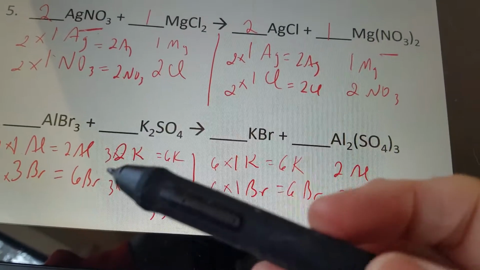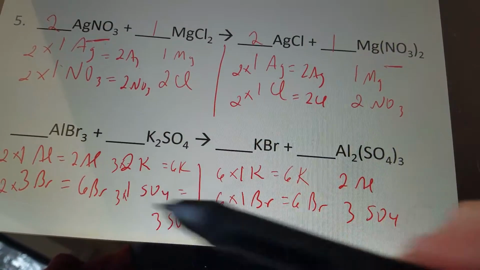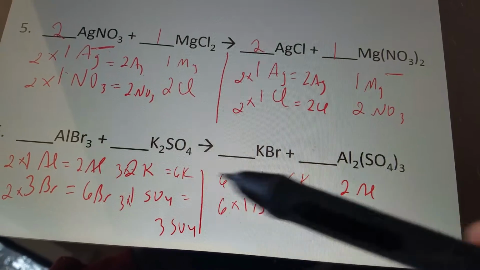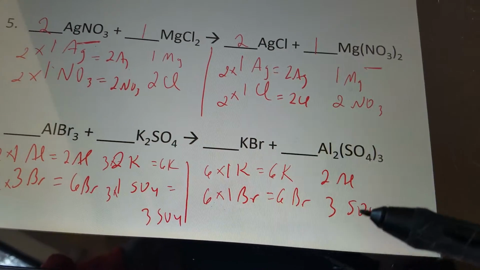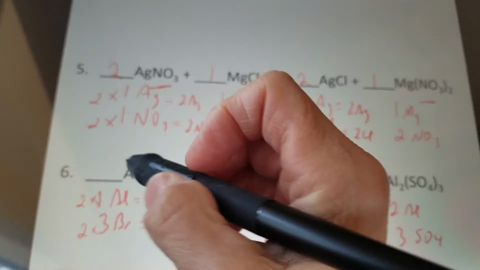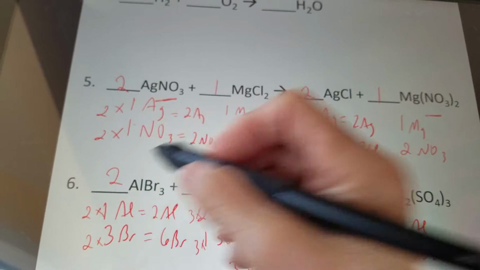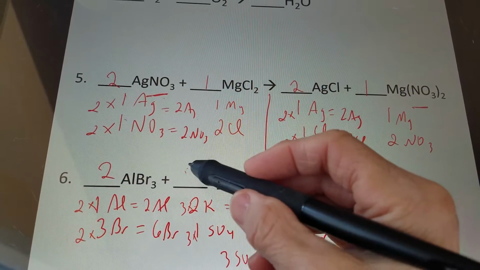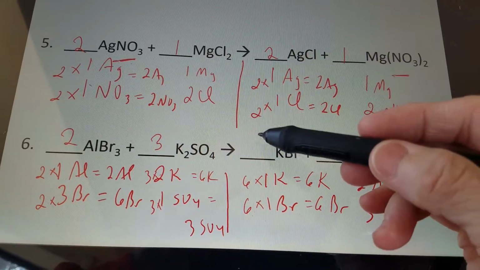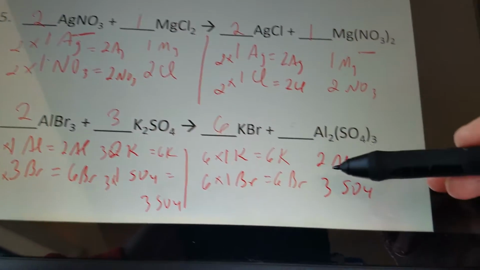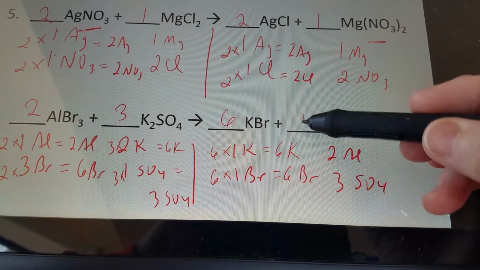So now I've got 2 aluminums on both sides, 6 bromines on both sides, 6 potassium on both sides, 3 sulfates on both sides. I'm balanced, so I multiplied this one by 2. I multiplied this one by 3. I multiplied this one by 6. And I didn't have to multiply this one by anything, so we put a 1.